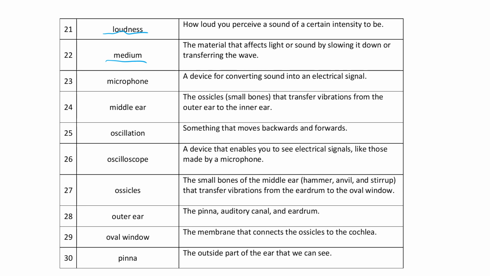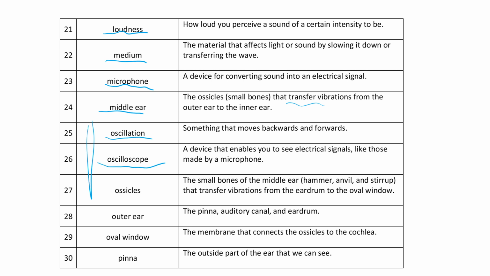A device for converting sound into electrical signals, so I'm talking into a microphone at the moment. The ossicles, hammer, anvil, stirrup, are the small bones that transfer vibrations from the outer ear to the inner ear. Here's the middle ear, so outer, middle, inner. Oscillations: something that moves backwards and forwards. Okay, so if you've got a longitudinal wave, it's literally going backwards and forwards all the time. Oscillations. A device that enables you to see these oscillations is an oscilloscope.